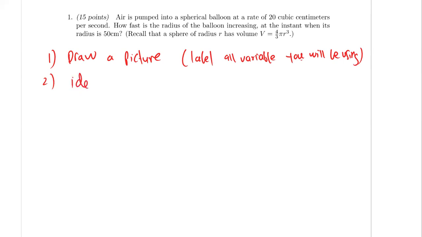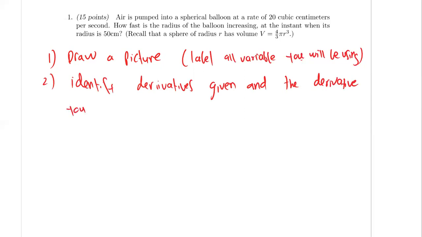So identify derivatives given, and the derivative you need to find. Here it's going to be useful for you to remember that derivative means instantaneous velocity, or if they just say velocity, you just assume it's instantaneous. So whenever you see the word velocity and it doesn't say average, that's derivative. Rate of change, that's derivative. Slope of the tangent line, that's derivative. It's useful for you to know that all those things are the same thing.